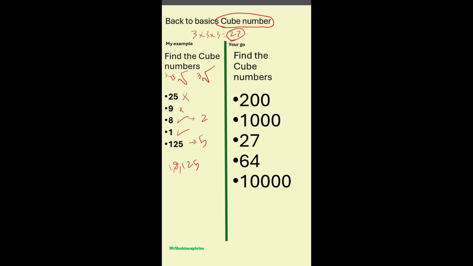So hopefully you had a chance to go through these. We find out if the number is a cube number or not by doing the reverse process and getting the cube root. So the cube root of 200 would have given you a decimal, so 200 is not a cube number. Cube root of 1000 would have given you 10, so 1000 is a cube number. Cube root of 27 would have given you 3, so 27 is a cube number. Cube root of 64 is 4. And 10,000 would have given you a decimal, so it's not a cube number.